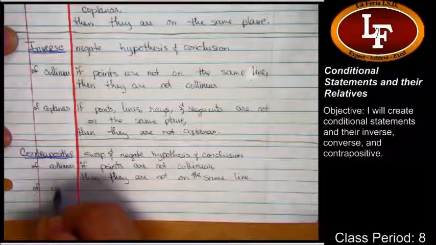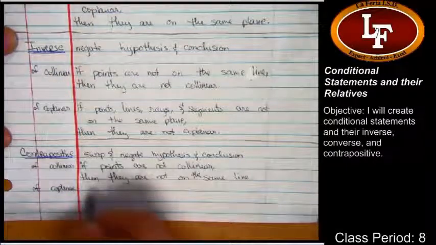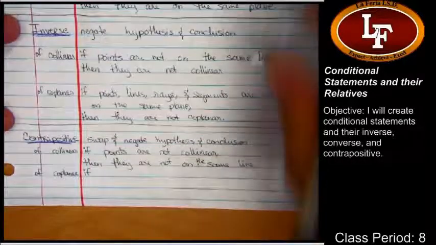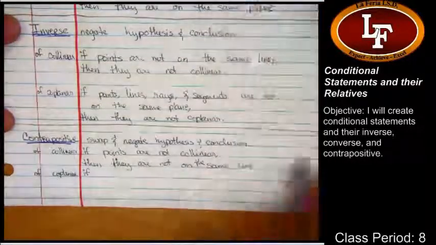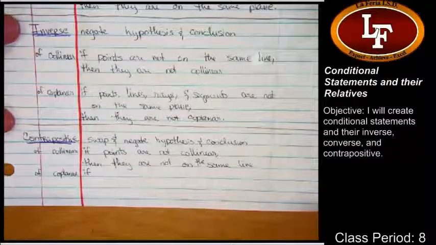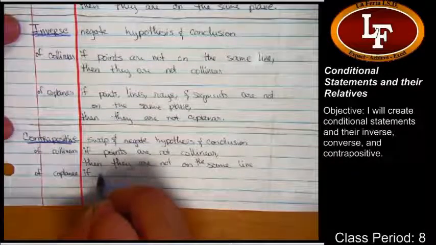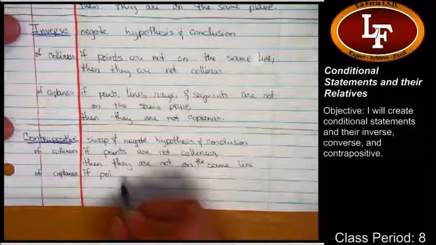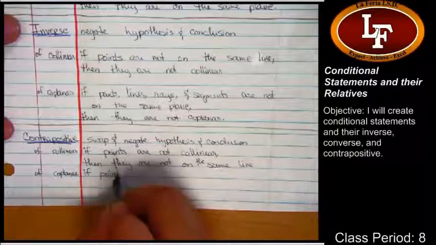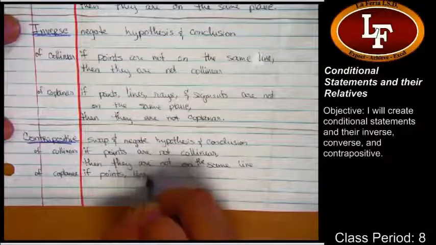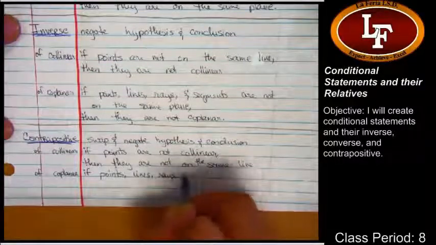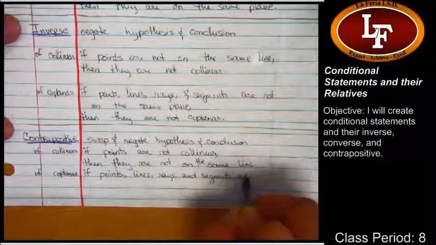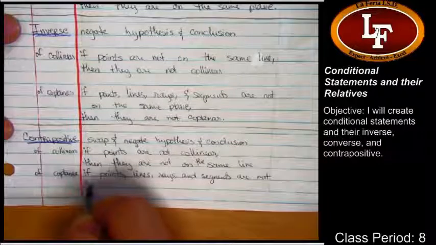Perfect. Let's try coplanar. What was the original conclusion for coplanar? They are coplanar. Okay, so the original conclusion was they are, so negate it and you get? They are not. Points, lines, rays, and segments are not coplanar.